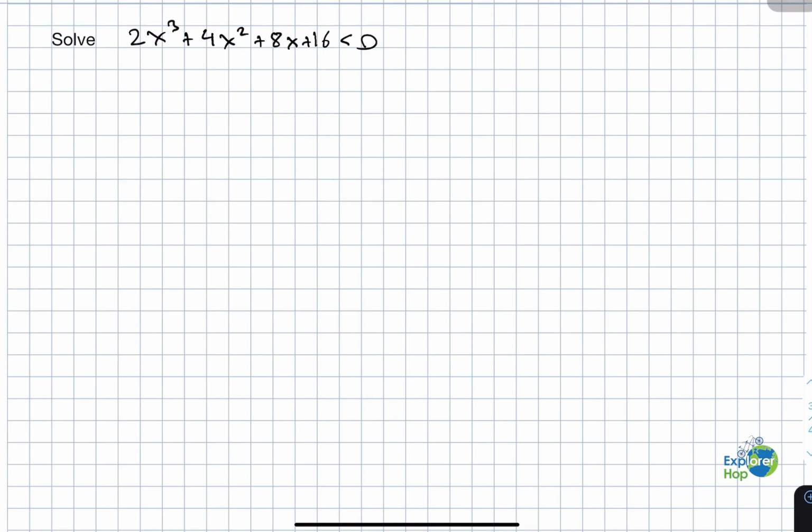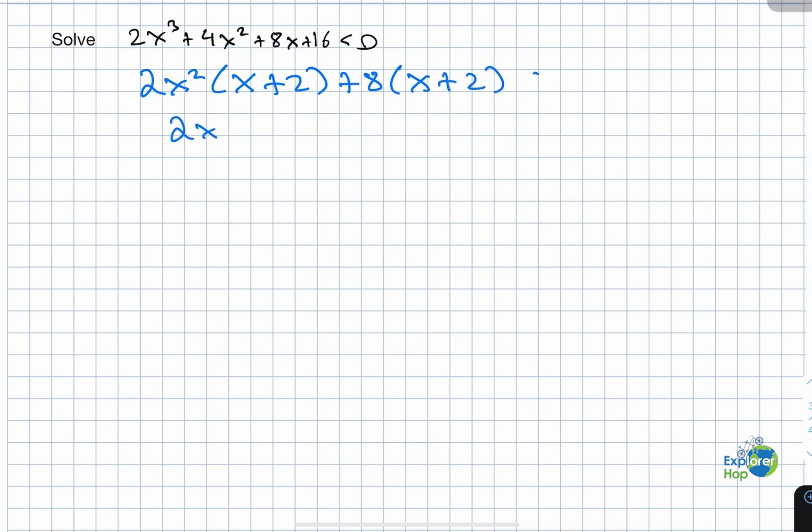Now that we have this, we can take the common factor out, which is 2x^2. That gives us (x + 2). And then over here I can take 8 out, which would give me (x + 2) as well. Now I can write this as (2x^2 + 8)(x + 2).